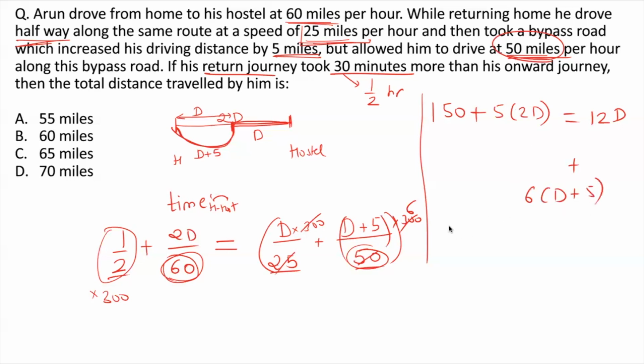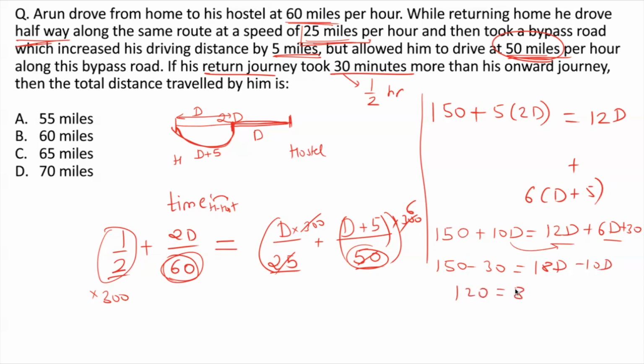The left hand side is very much solved already. So 150 plus 10d will be equal to 12d as it is, plus 6 into d plus 5, which will be 6d plus 6 into 5, which is 30. Now, if you simplify, 30 will go on the left hand side. 150 minus 30 is equal to 12 plus 6, which is 18d. For that, you bring 10d on the right hand side. We are getting 120 is 8d, or the value of d is 15 miles.